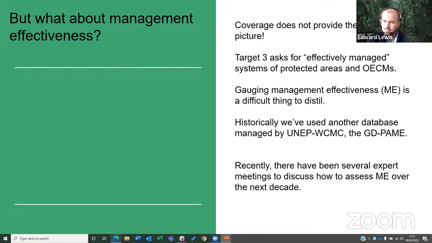And historically, we have used another database managed by us at UNEP-WCMC called the GDPAME, the Global Database on Protected Area Management Effectiveness. But that's not necessarily all we'll be using in the years to come. So recently, there's been a lot of exciting progress on this front, and there's been several expert meetings to discuss how management effectiveness might be assessed over the next decade. And at this point, I'm going to hand over to my colleague, Heather.